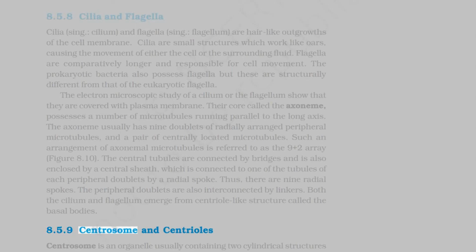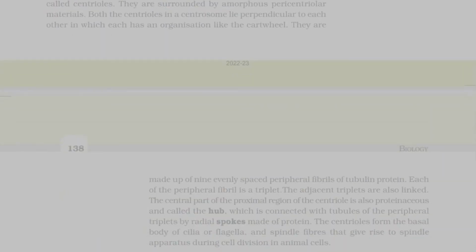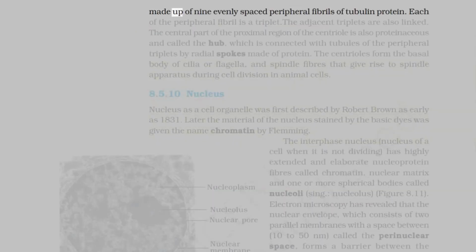8.5.9 Centrosome and centrioles. Centrosome is an organelle usually containing two cylindrical structures called centrioles. They are surrounded by amorphous pericentriolar materials. Both the centrioles in a centrosome lie perpendicular to each other, in which each has an organization like the cartwheel. They are made up of 9 evenly spaced peripheral fibrils of tubulin protein.